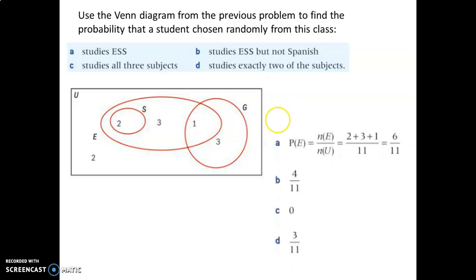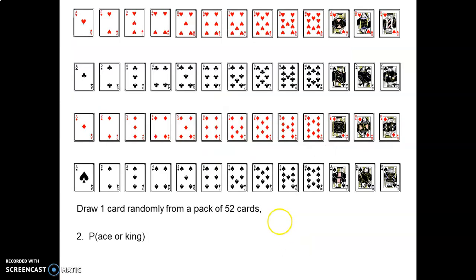Okay, here are the answers. Check your work, and yeah, just take a look. If you see the diagram, I think you'll understand where these numbers came from. Okay, let's look at another example.